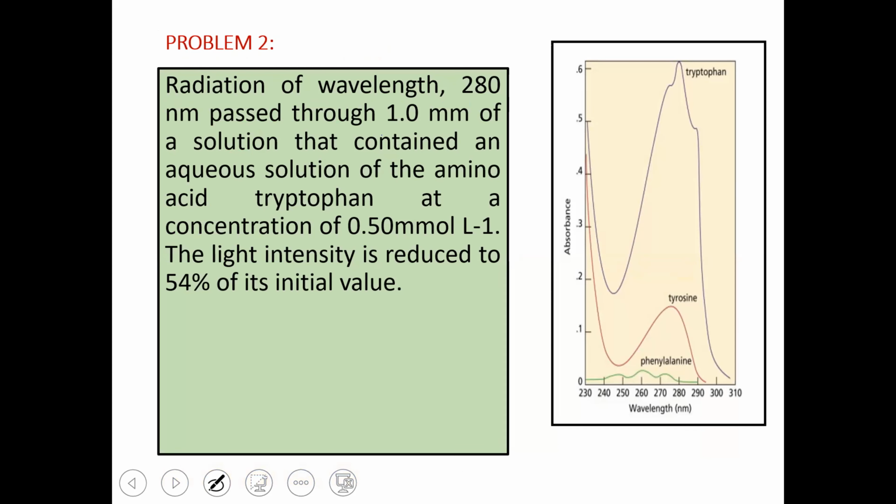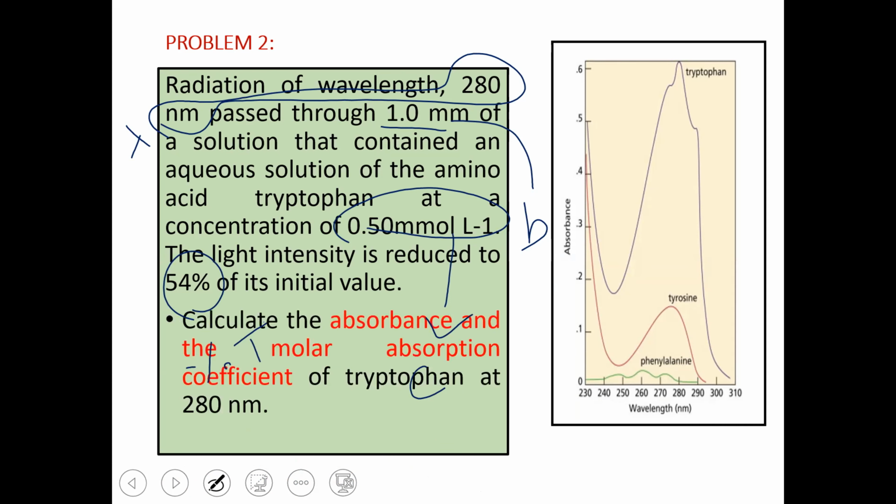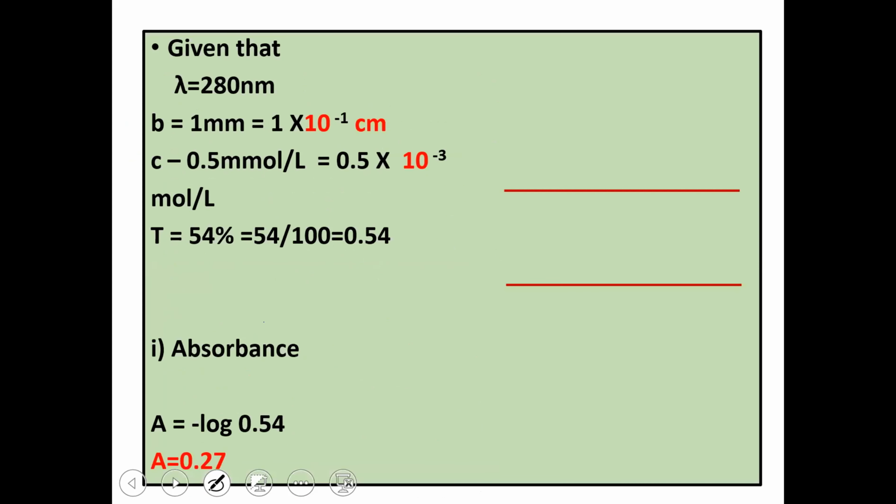I'm not going to read the questions. The PPT will be shared with you, and you can read it leisurely at your convenient time. So 280 nanometer is the lambda given, 1 millimeter is the path length, 0.5 millimoles per liter is the concentration, and 54% is the percentage transmitted. So these are the values given. You're asked to find the absorbance as one part, and also the molar absorption coefficient. So two tasks from this question.